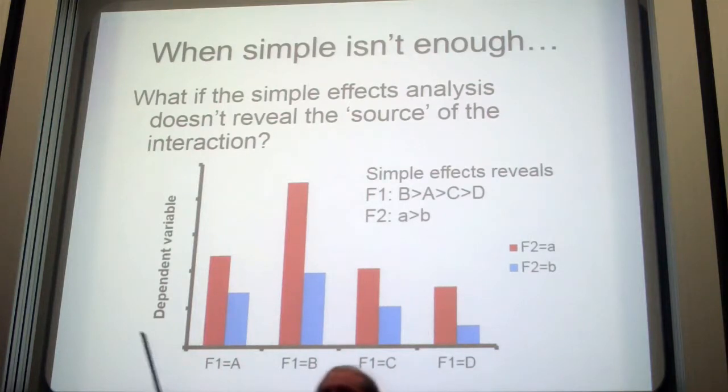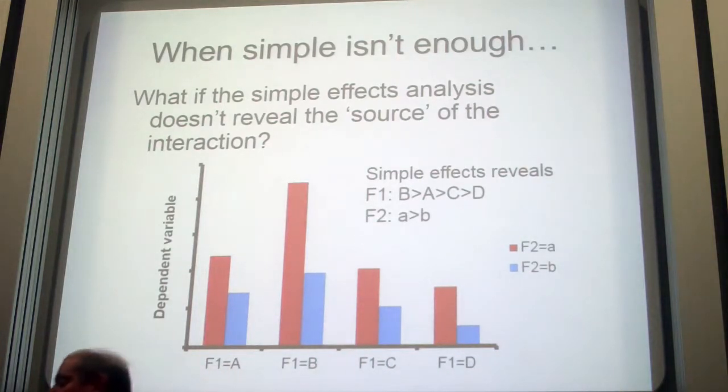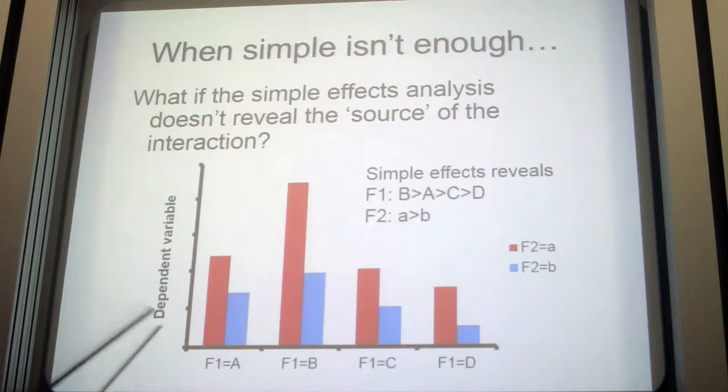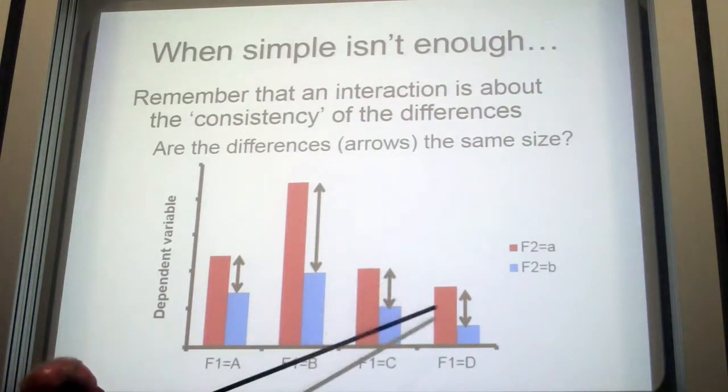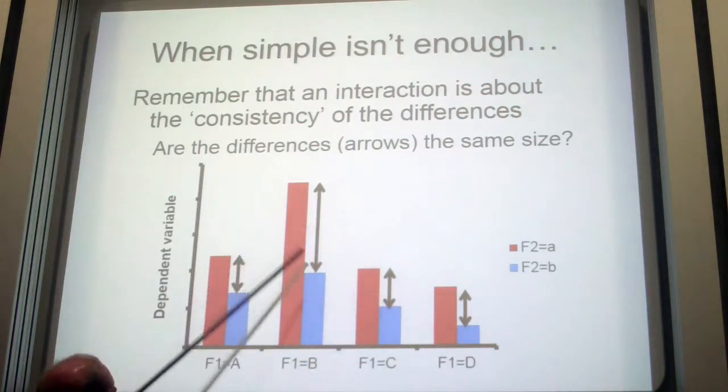So it's still an interaction term, but if you do the simple effects analysis, which you should do, you would find that the red is always bigger than the blue, that B is always bigger than A, and then A bigger than C, C bigger than D. So you've got constant main effects, they're always there, but still got the interaction term. Okay, what we have to remember is that the interaction says the differences are not the same size.